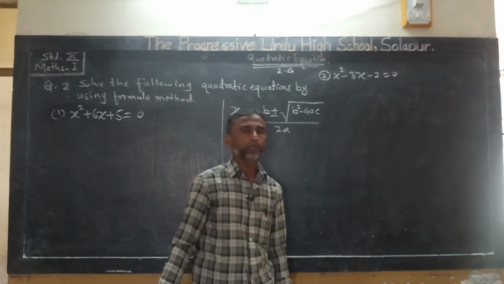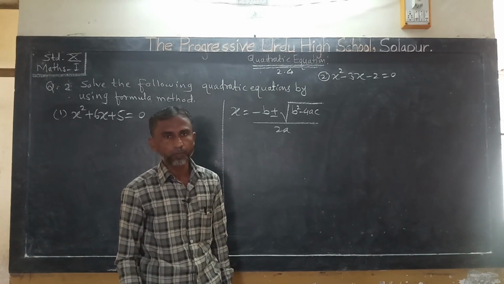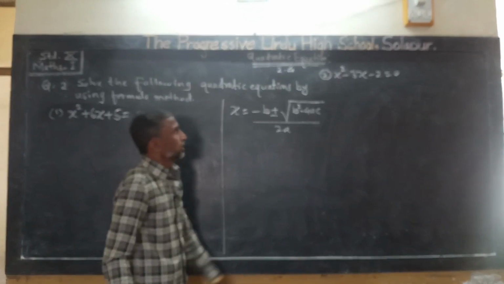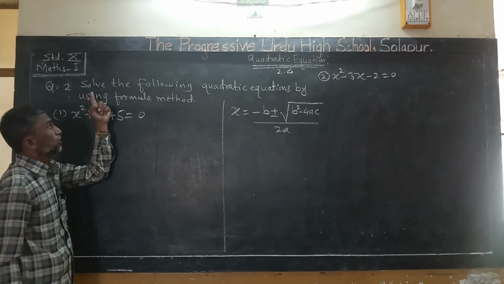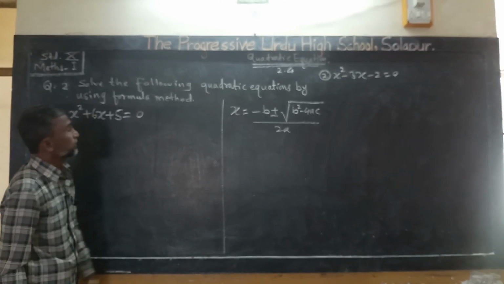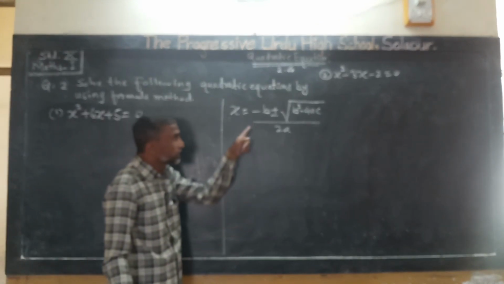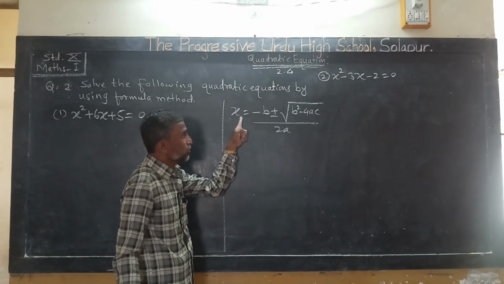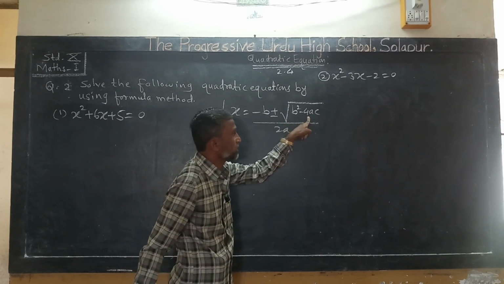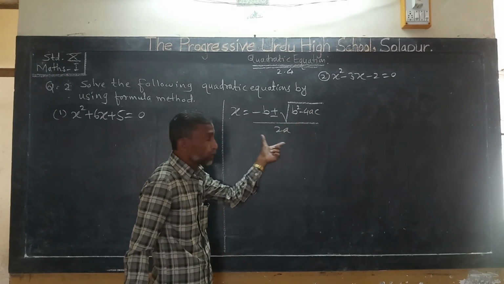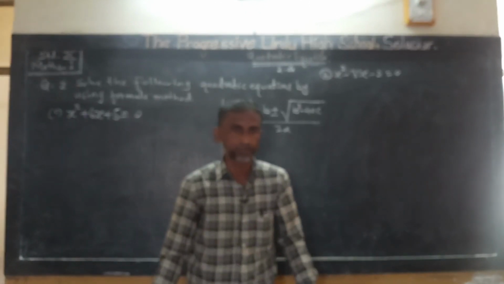In the last lecture, we solved quadratic equations by factorization method. Now today I am going to solve quadratic equations by using the formula method. Exercise 2.4, question number 2. Solve the following quadratic equations by using the formula method. By using this formula, x is equal to minus b plus minus under root b square minus 4ac upon 2a, we have to solve the quadratic equations.